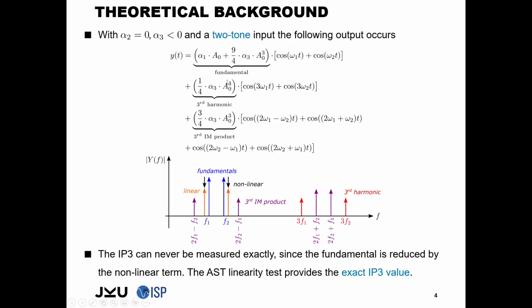And it also can be seen that the fundamental is actually reduced, because alpha 3 is smaller than 0, of a small factor here. And because of this reduction, the exact IP3 value cannot be measured, not even with the conventional method. But with the AST linearity test, an exact IP3 value is provided.